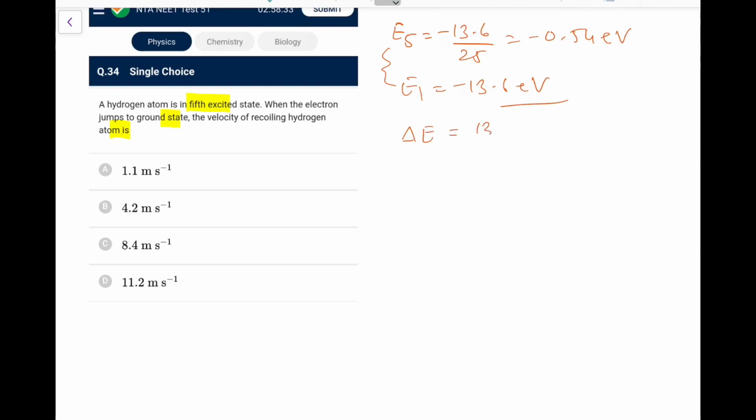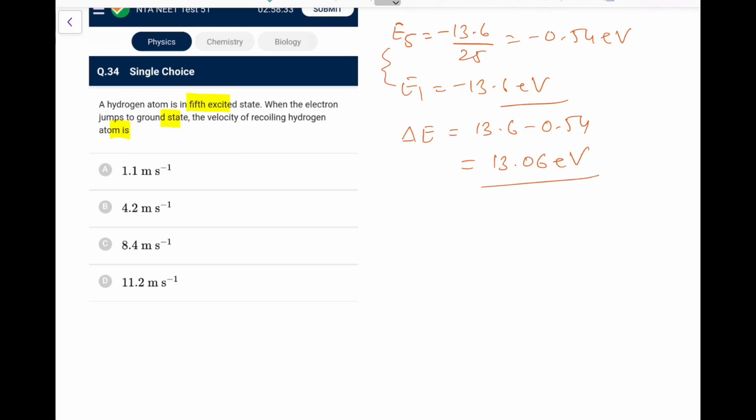Now the hydrogen atom is in the fifth state. When the electron jumps to the ground state, we want the recoil velocity. Because it is in the fifth state, the energy of the fifth state is minus 13.6 by 5 square, that is divided by 25, which I can remember as minus 0.54 eV, and in the ground state it is minus 13.6 eV. So the difference of the energy would be 13.6 minus 0.54, which is approximately 13.06 eV.